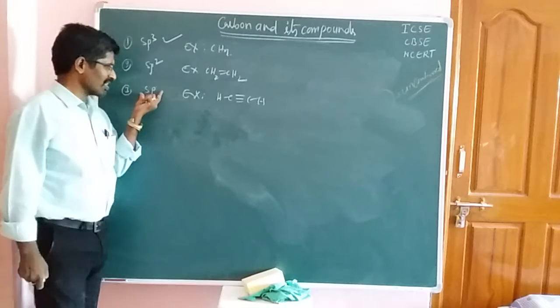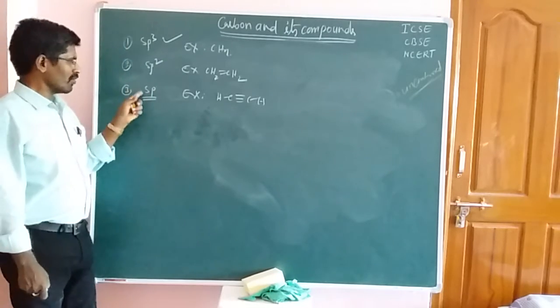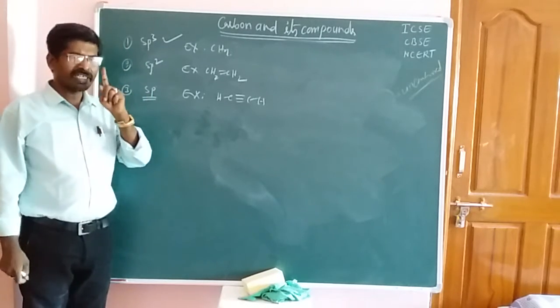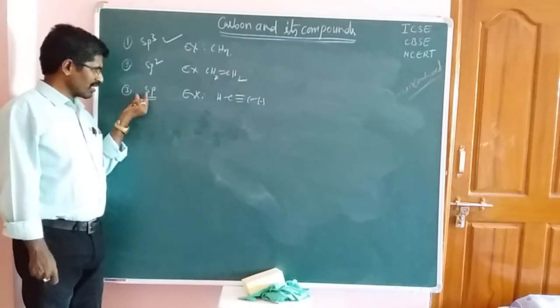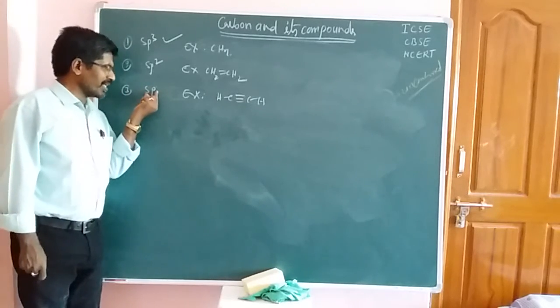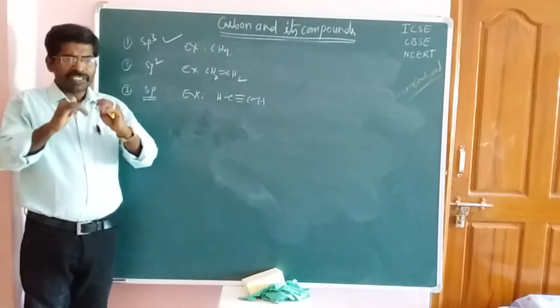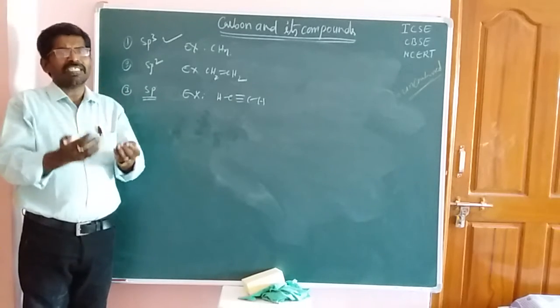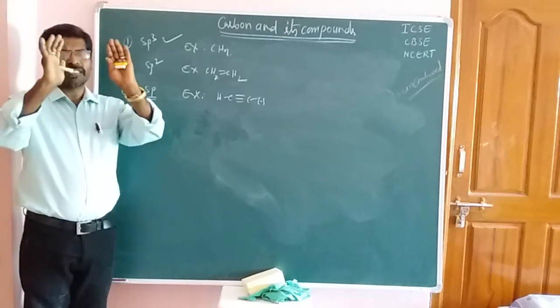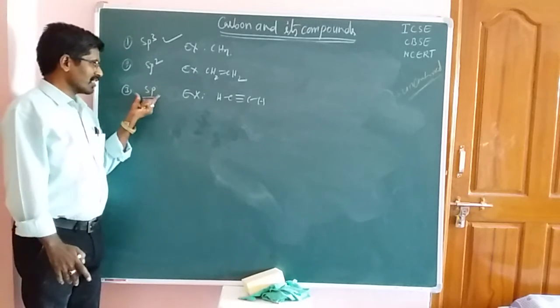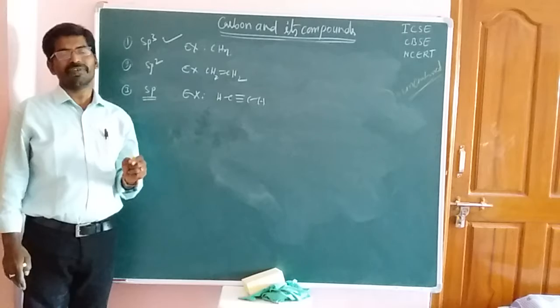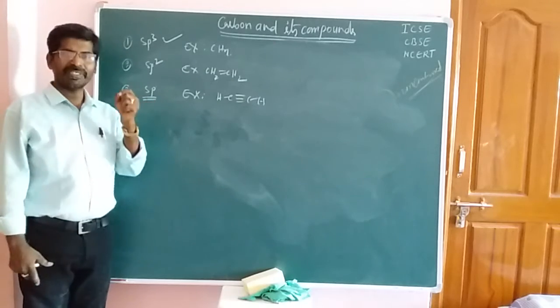Now the last concept is the sp hybridization. sp hybridization means intermixing of one s orbital and one p orbital gives rise to the same number of new, equal hybridized orbitals. Thus that concept is called the hybridization phenomenon. That is for the sp hybridization.